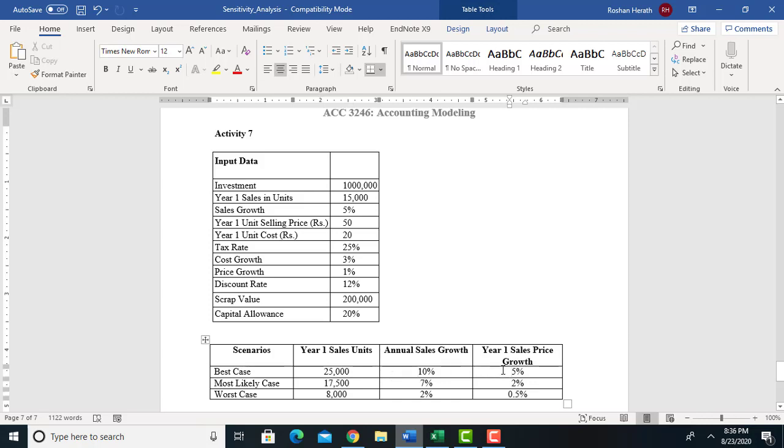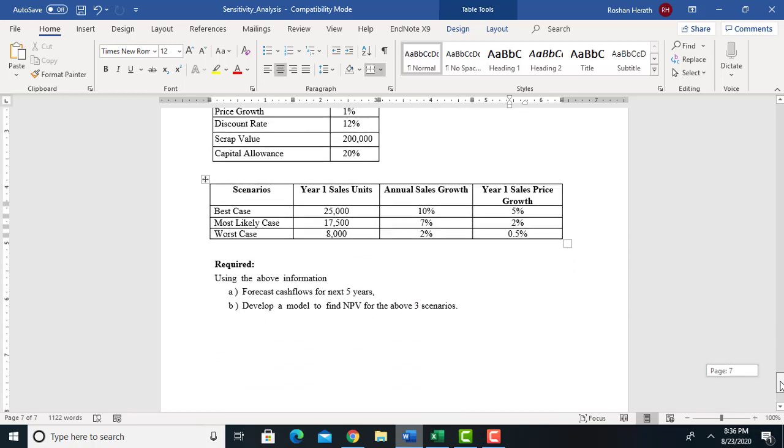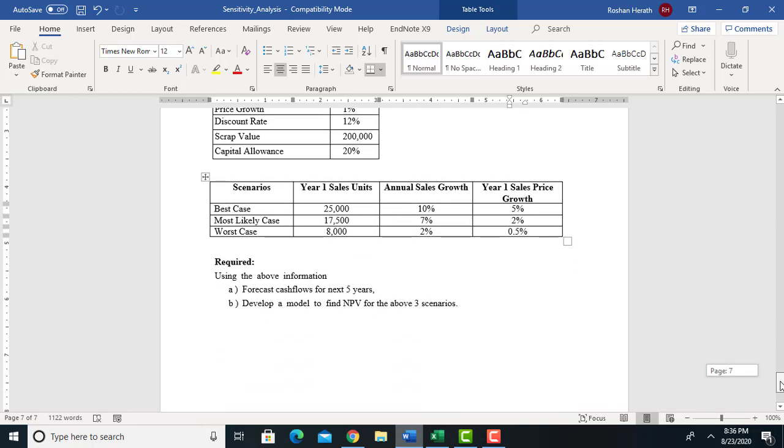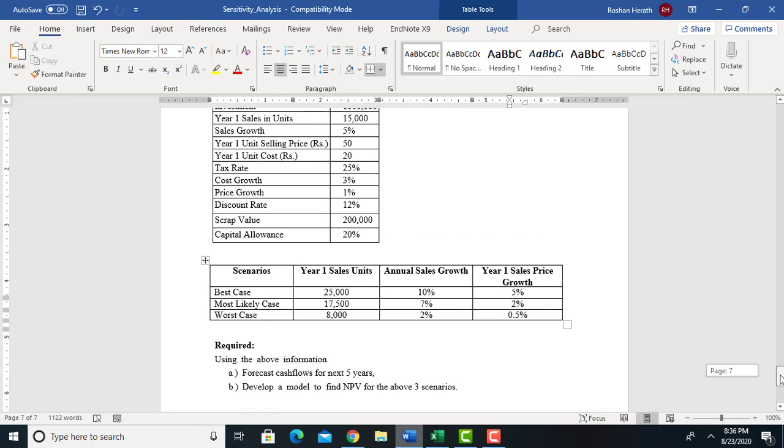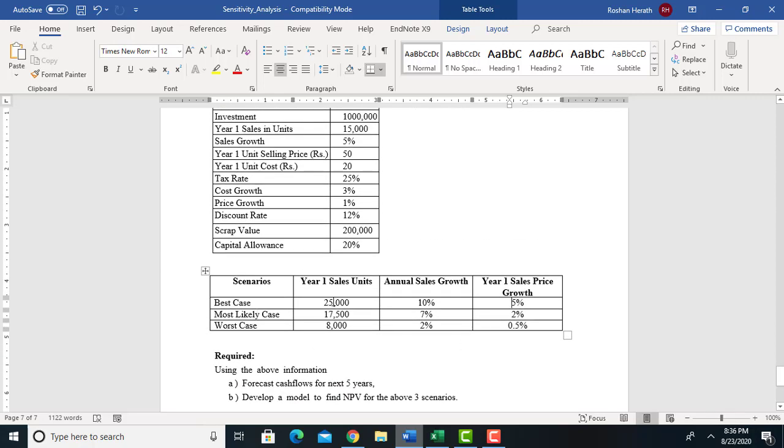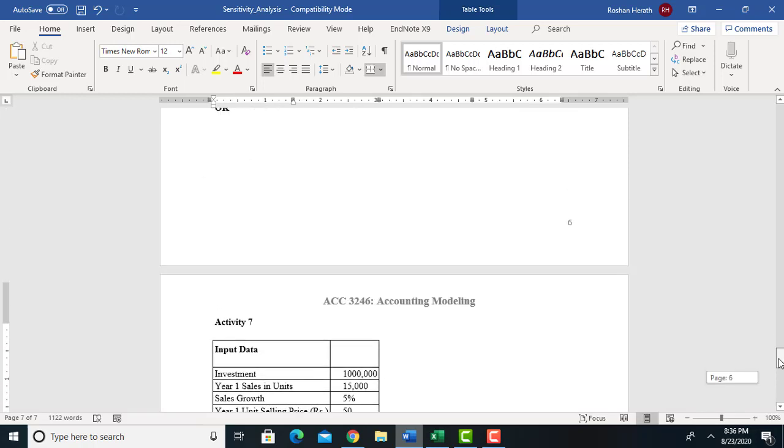So what we are going to see is, when these 3 inputs change simultaneously, what is the output? In this particular case, your output is going to be the NPV. What must the NPV be when these three inputs change simultaneously under different scenarios? That's what you'll be looking at, right?